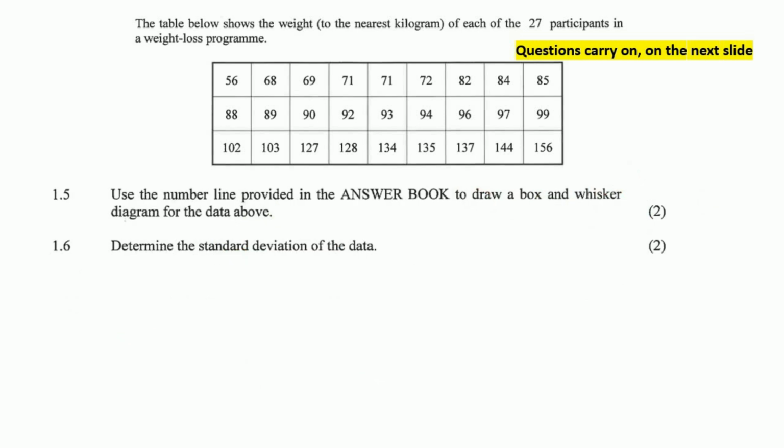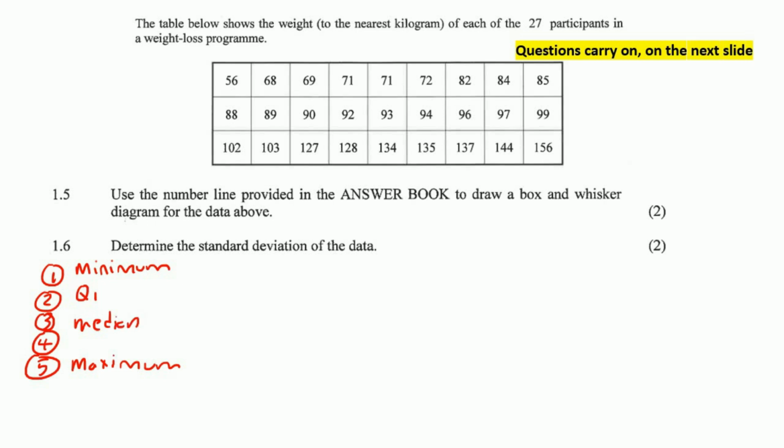Moving on, use the number line provided in the answer book. They probably would have given us a number line to draw a box and whisker diagram for the above data. A box and whisker has 5 different things. Let's write those down: 1, 2, 3, 4, and 5. So this is what a box and whisker has. It's got 5 different parts. It's got a minimum value, a maximum, and then it's got Q1, then the median, and then Q3.